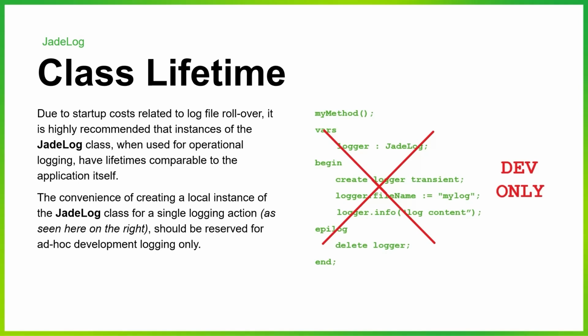Now, each time the JadeLog class is instantiated, it needs to do an operating system call to the directory where you're doing all the logging to see how many of these instances there are. Now, it doesn't take that long, but it essentially makes the time to log one piece of data 10 or 20 times slower. That's why we would recommend having a long-lived version for operational logging.